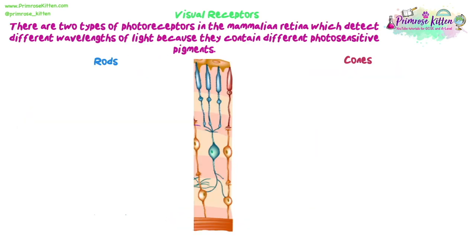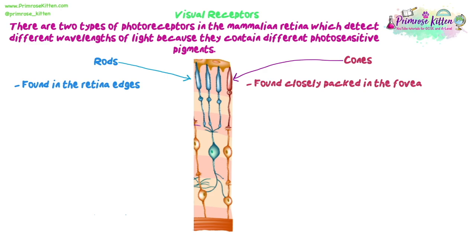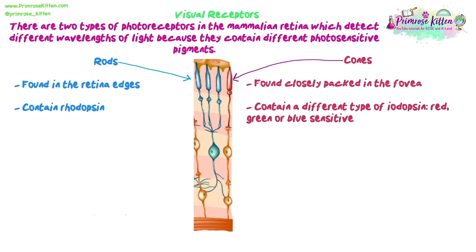Okay, so we need to know in detail the two types of photoreceptors that we can find in the retina. So rods and cones are the two options that we have. Rods are mostly found around the retina edges, and the cones are found closely, densely packed together in the fovea. Rods contain rhodopsin, which is the photosensitive pigment that they have in the pointy end part of those cells. Cones contain a different type, iodopsin, red, green, or blue wavelength sensitive. So it detects that coloured wavelength of light. So you have red cones, green cones, and blue cones.